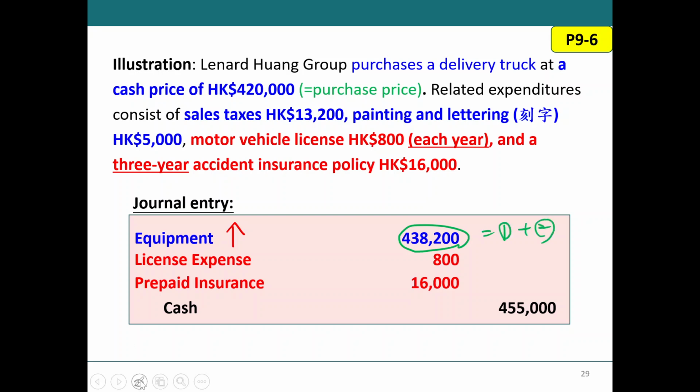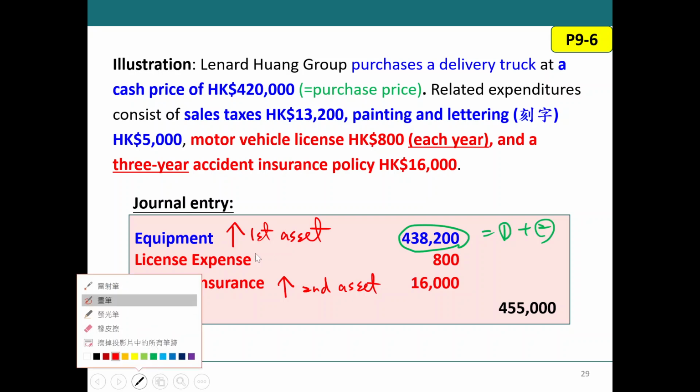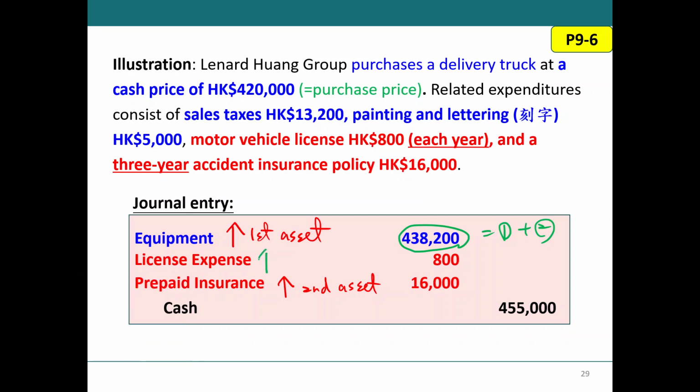Then also we got the second asset, right? So prepaid insurance is our second asset. Okay, then don't forget, we still have another expense happen because they occurred each year. So after this, that's why total amount we spend is $455,000 for 2 assets, 1 expense.